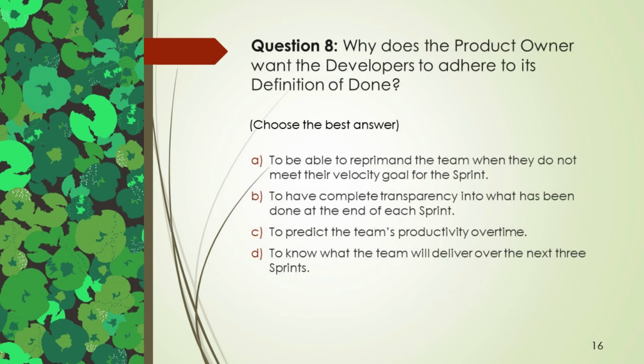Question 8. Why does the product owner want the developers to adhere to its definition of done? Choose the best answer. A. To be able to reprimand the team when they do not meet their velocity goal for the sprint. B. To have complete transparency into what has been done at the end of each sprint. C. To predict the team's productivity over time. D. To know what the team will deliver over the next 3 sprints.